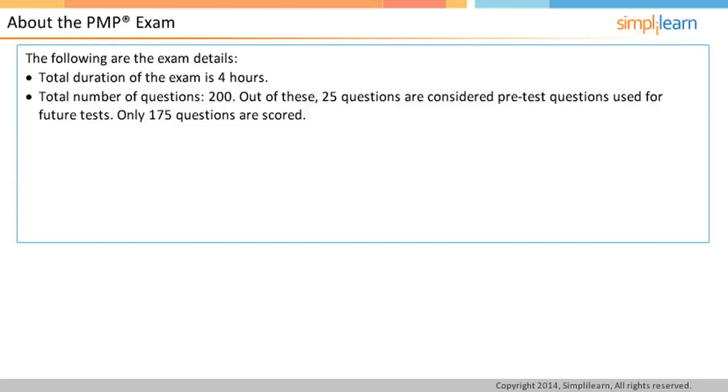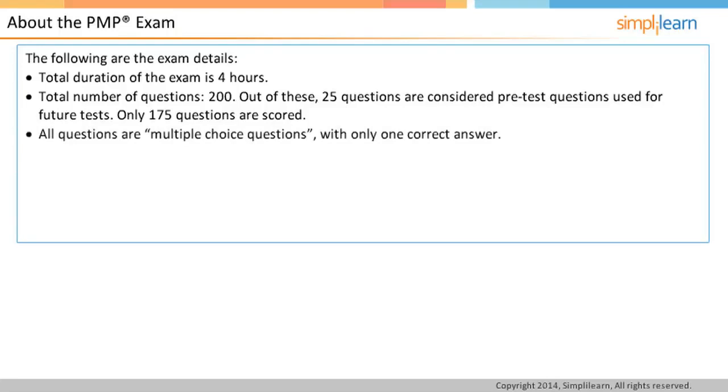PMI includes these questions to see how many test takers are getting them right. Based on this, they might decide to include these questions in the future exam. It is similar to a survey conducted by PMI. Of the 200 questions, therefore, 175 will be scored. All questions are multiple-choice questions with only one correct answer.